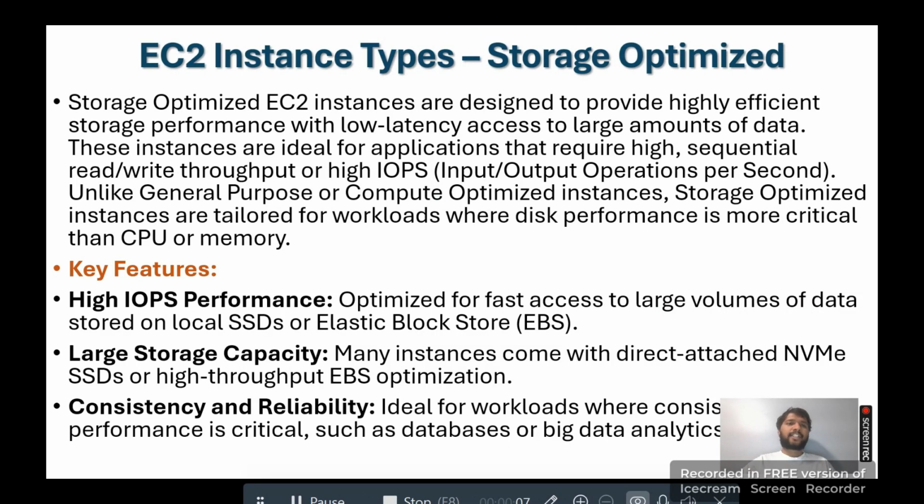So let's talk about the EC2 instance types: Storage Optimized. Storage Optimized EC2 instances are designed to provide highly efficient storage performance with low latency access to large amounts of data. These instances are ideal for applications that require high sequential read/write throughput or high IOPS, input/output operations per second. Unlike general purpose or compute optimized instances, storage optimized instances are tailored for workloads where storage performance is more critical than CPU or memory.